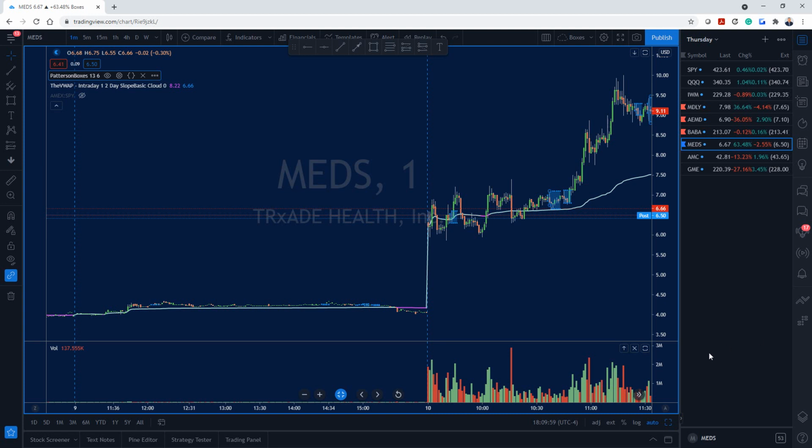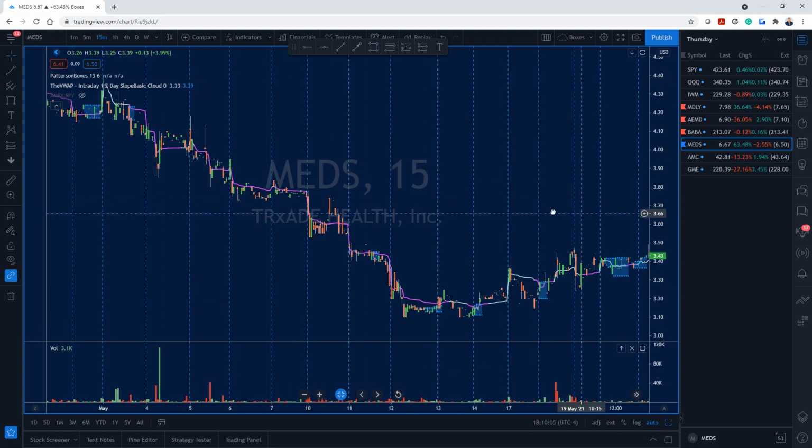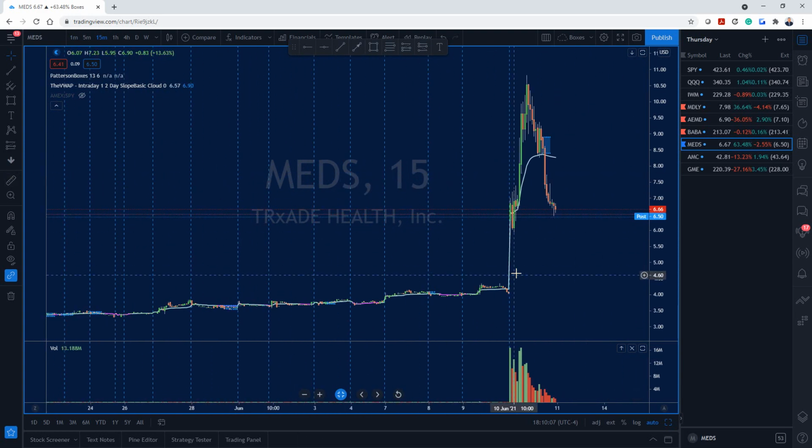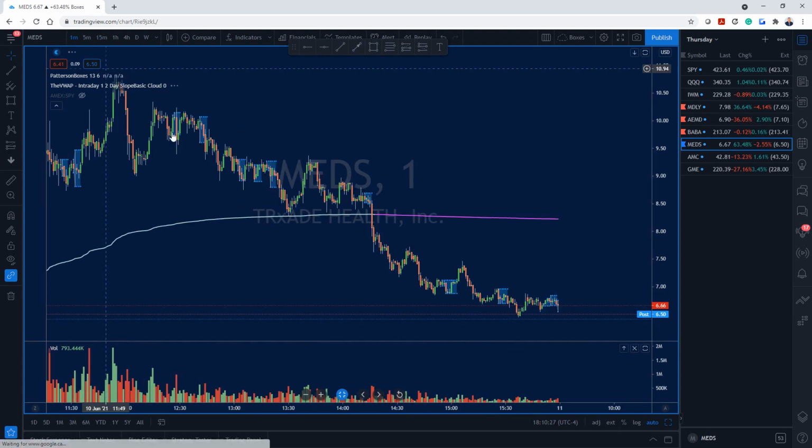What was the volume when this happened? We need to look at about a 15-minute chart for that, and we can see the volume was close to 16 million. Remember, this is the 3 million float stock, so you have a tremendous amount of demand for this stock. Let's go back to a 1 minute here.